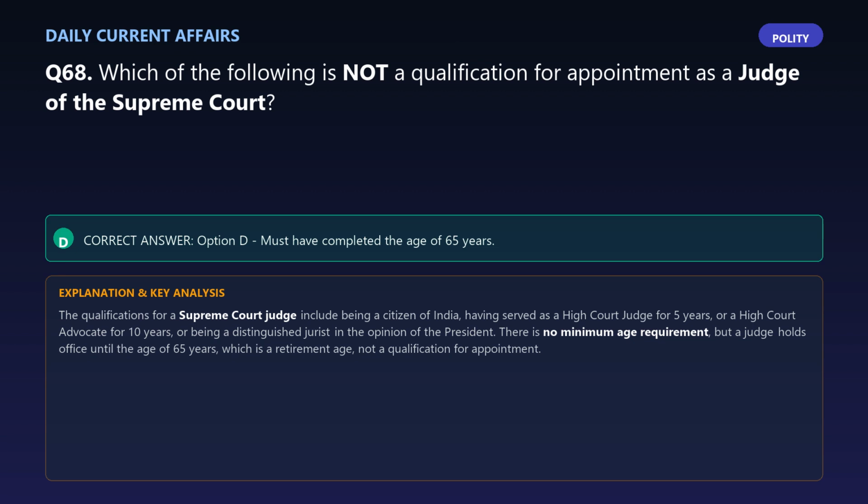Explanation: the qualifications for a Supreme Court judge include being a citizen of India, having served as a High Court judge for 5 years, or a High Court advocate for 10 years, or being a distinguished jurist in the opinion of the President. There is no minimum age requirement, but a judge holds office until the age of 65 years, which is a retirement age, not a qualification for appointment.